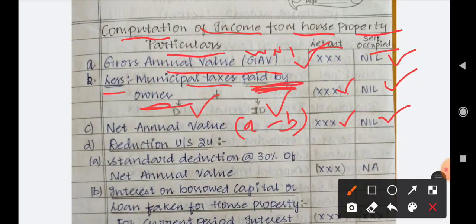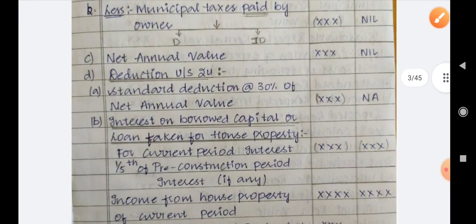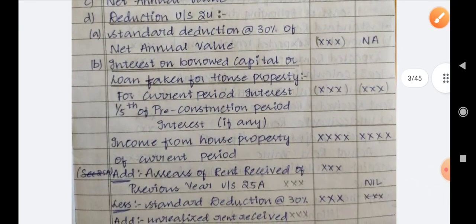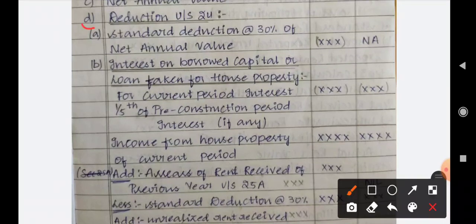This is about the computation format. We are discussing one by one. Next, from D point, D for deductions, you remember deductions under section 24. Under section 24A, standard deduction of 30% of net annual value will be allowed as deduction. No other expenses will be allowed from income from house property except the standard deduction.